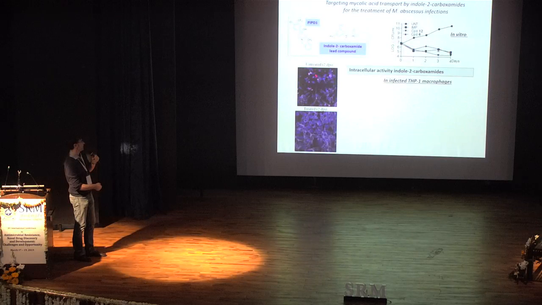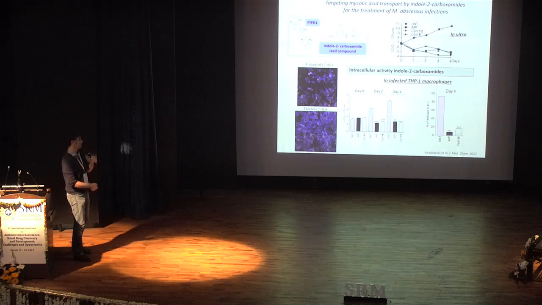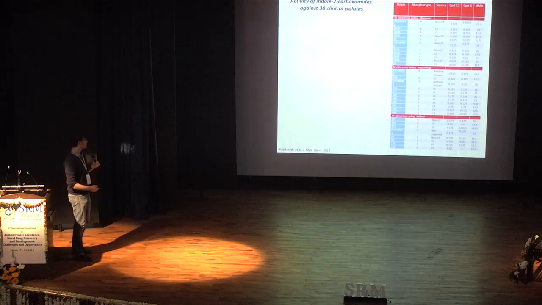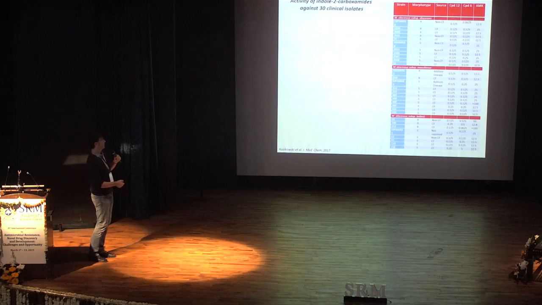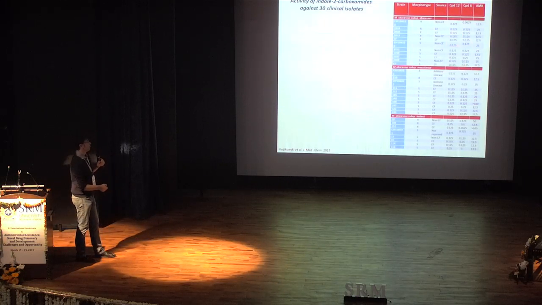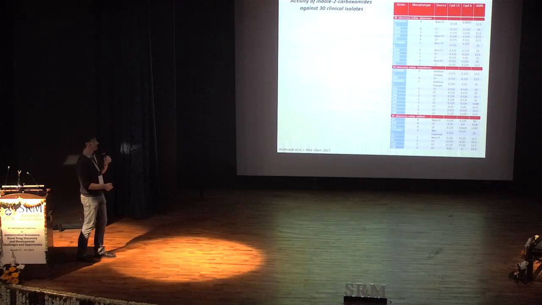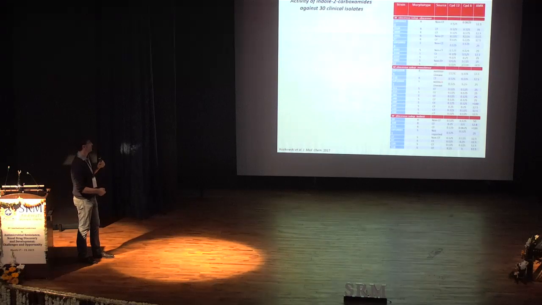The bacteria appear here in purple in the untreated ones. This is the quantification showing a nice effect in reducing the bacterial loads in the macrophages. And here are the MICs of the NL2 carboxamide, 0.12 micrograms per ml, similar to PIPD1, against M. abscessus clinical isolates, massiliense clinical isolates, bolletii clinical isolates, rough and smooth variants, from CF patients and non-CF patients.